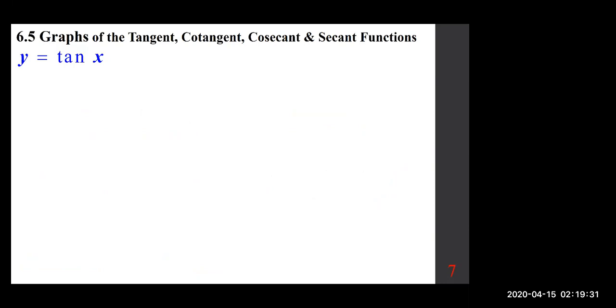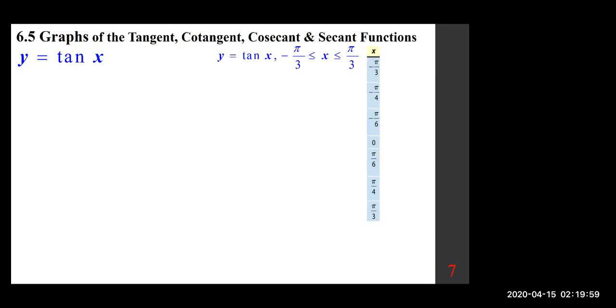For example, tangent here. Y equals tan x, okay, class? To look at the graph of y equals tan x, again, you can easily pick up points and graph. This is one example. I don't want to dwell on that, class. I just want to give you an idea. If we have a restricted x, what happens? You pick up just a few points.